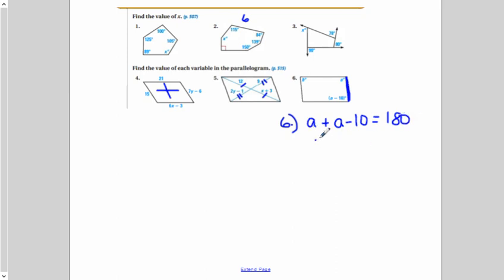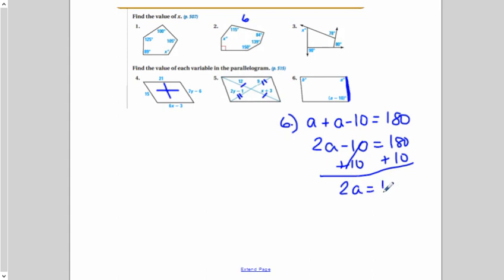Okay, so combine like terms, a plus a is 2a, minus 10 equals 180. You're going to add 10 to both sides. Okay, so we have 2a equals 190. And then after you divide both sides by 2, you are going to get 95. So it says to find the variable, so we have a is 95.